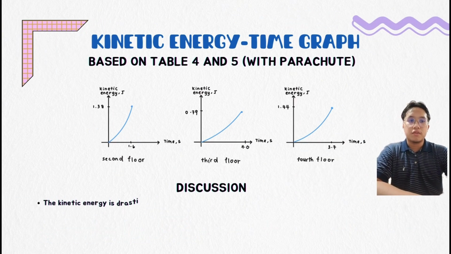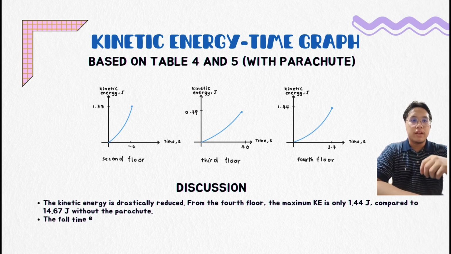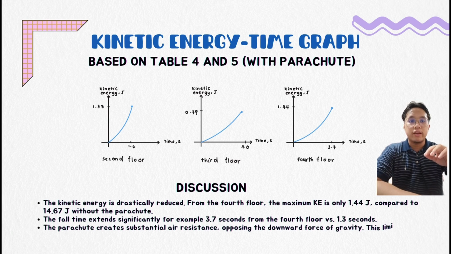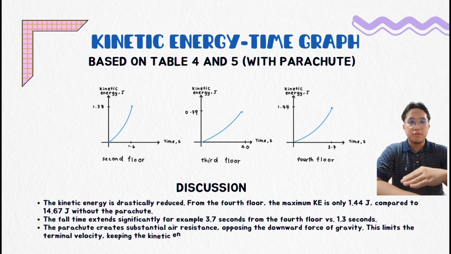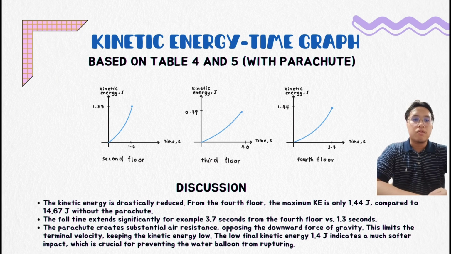Next, we look at the difference when the balloon has a parachute. From the same floor, which is the 4th floor, the kinetic energy was only 1.44 joules, which is roughly 10 times less than the energy without a parachute upon impact. And the fall time also extended to 3.7 seconds. So in conclusion, the parachute successfully creates air resistance to limit the terminal velocity, ensuring a soft landing.